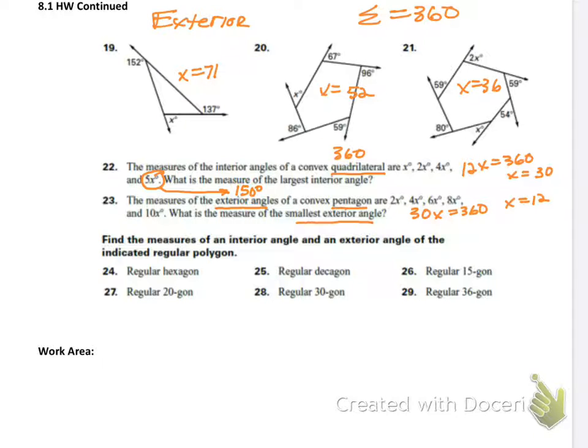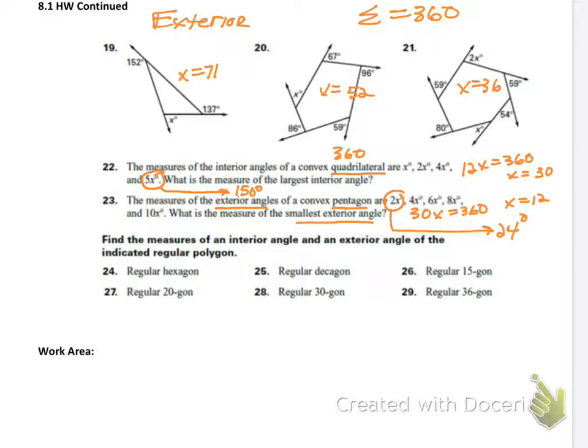So the smallest exterior angle will be the 2x, right? Because this time I want the smallest. So that's going to be this guy. So 2 times x will be 24 degrees.